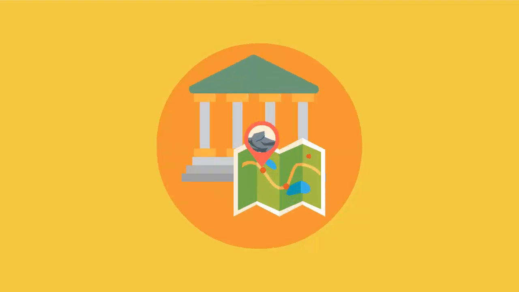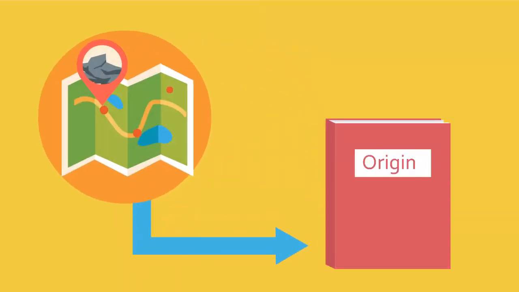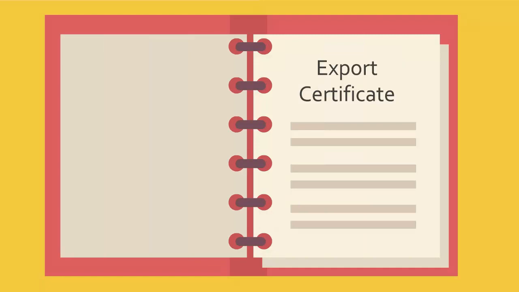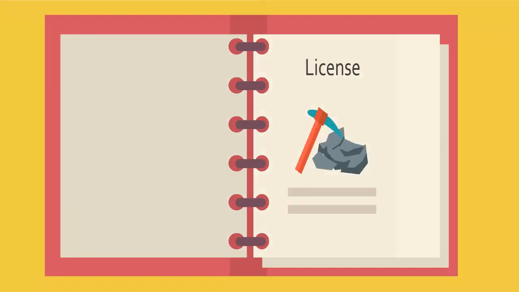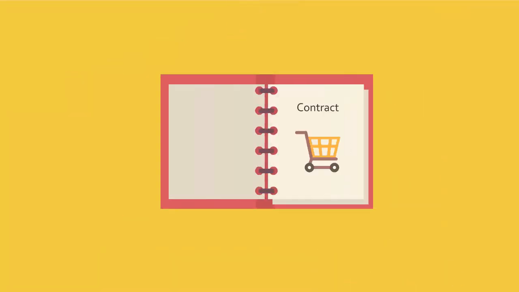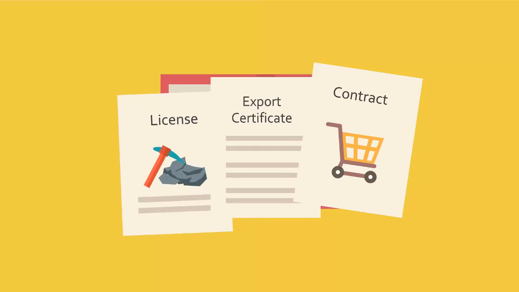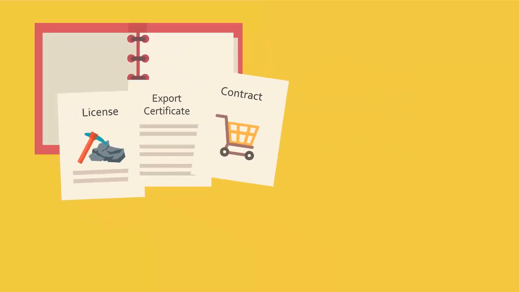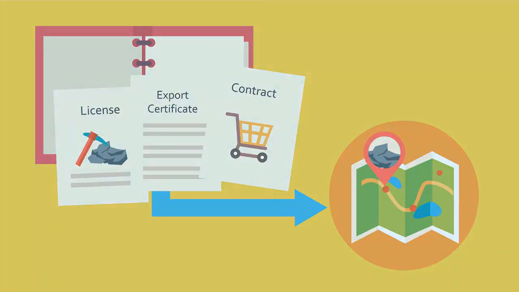If the country of origin certificate is not available, define alternative documentation that could replace it. For example, export documentation, mine license, and purchase contract. Due diligence isn't about collecting specific paperwork. Instead, it means gathering enough data and documentation to ensure you have sufficient evidence to determine the origin.